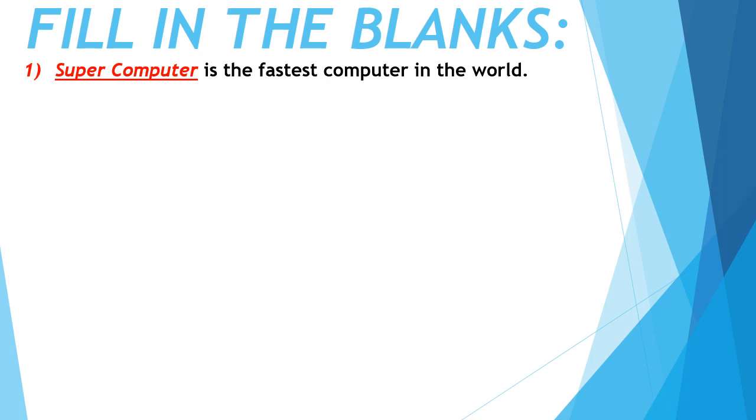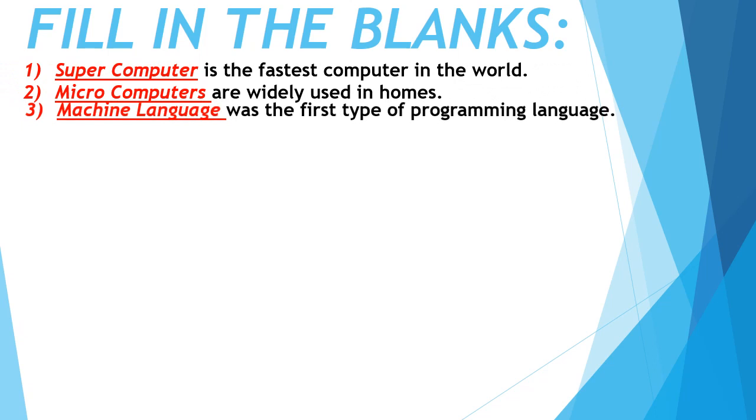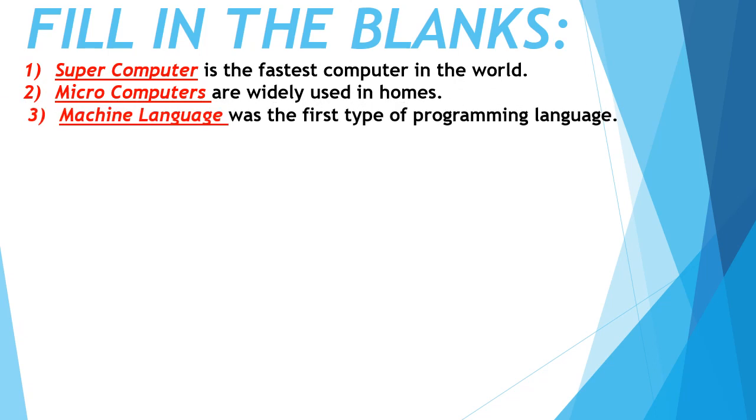Dash is the fastest computer in the world. You all know that. Which is the fastest computer? Supercomputer. Next, dash are widely used in homes. Which computers can we use in home? Microcomputer. Next, dash was the first type of programming language. Which is the first type of programming language? Machine language. Machine language was the first type of programming language.